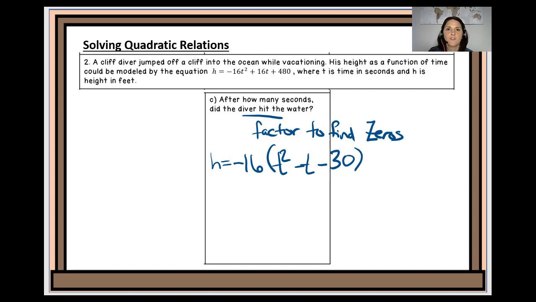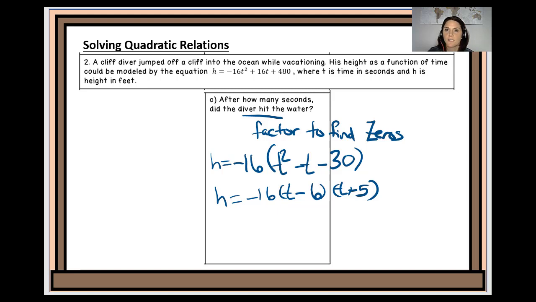Okay, so now we need to find two numbers that add to give us negative 1, which is the middle term, and multiply to give us negative 30. So I know one of my brackets has to be negative, the other has to be positive. So I'm going to use 6 and 5. That will add to give me negative 1, which is my middle term, and when I multiply negative 6 by positive 5, I get negative 30. So those are my factors.